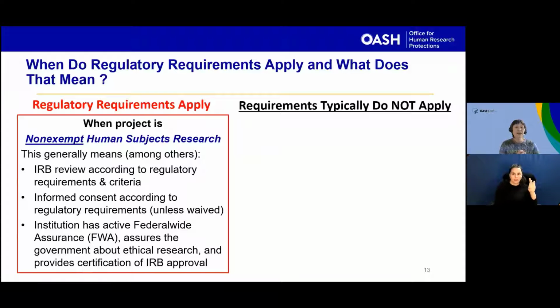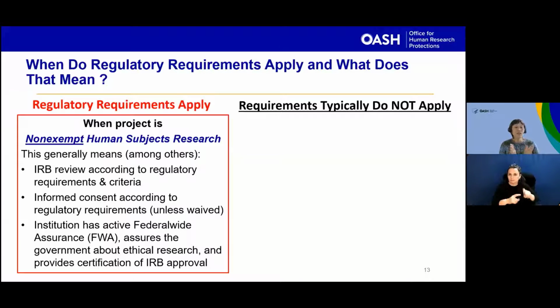And it also means that institutions that are receiving the funding to conduct the research need to assure the federal government that they would conduct the research in an ethical manner and in compliance with the regulations. And generally, they would be required to provide an IRB certification before the federal agencies would be able to release the money for the non-exempt human subjects research to be conducted.